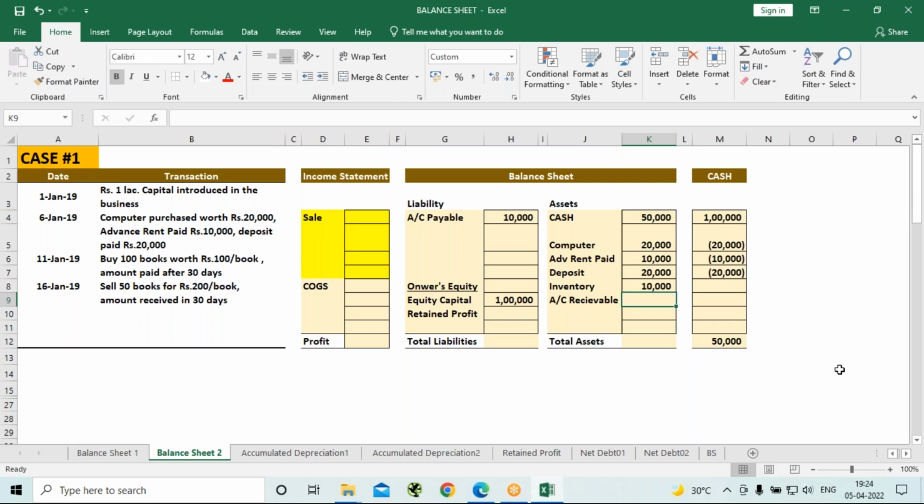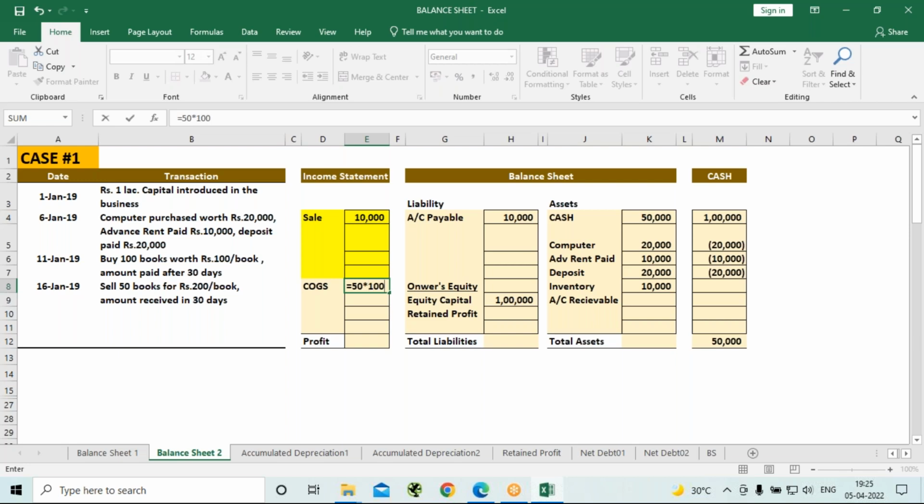Okay, can you try with the next transaction? Under the income statement, sales is 50 into 200. Very good. At the same time, cost of goods sold will also have an impact. That is the 50 units that we have sold into the purchase cost. What is the purchase cost?